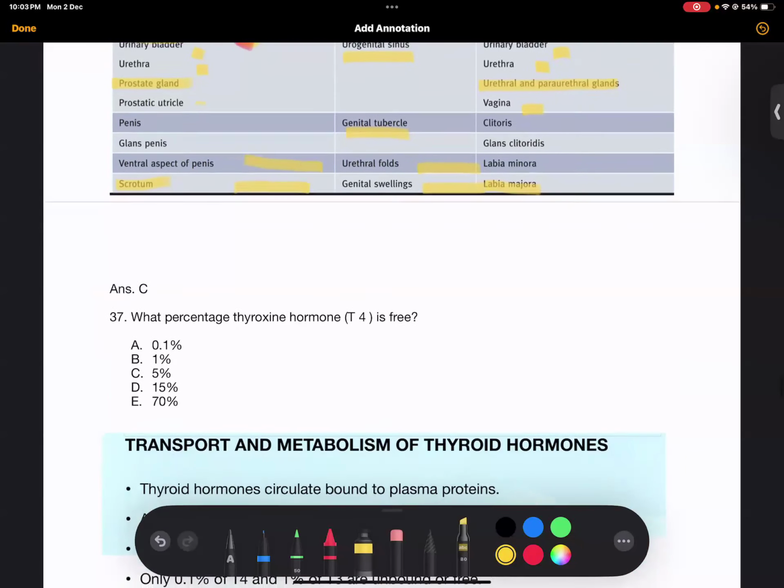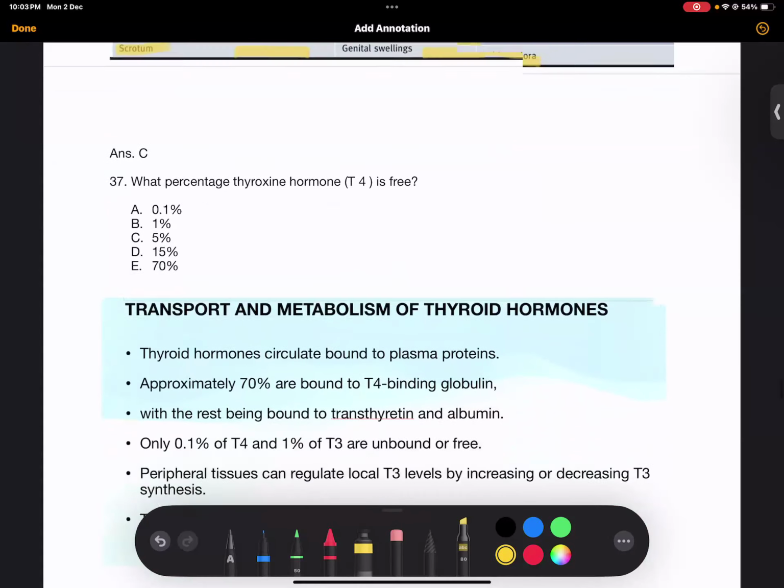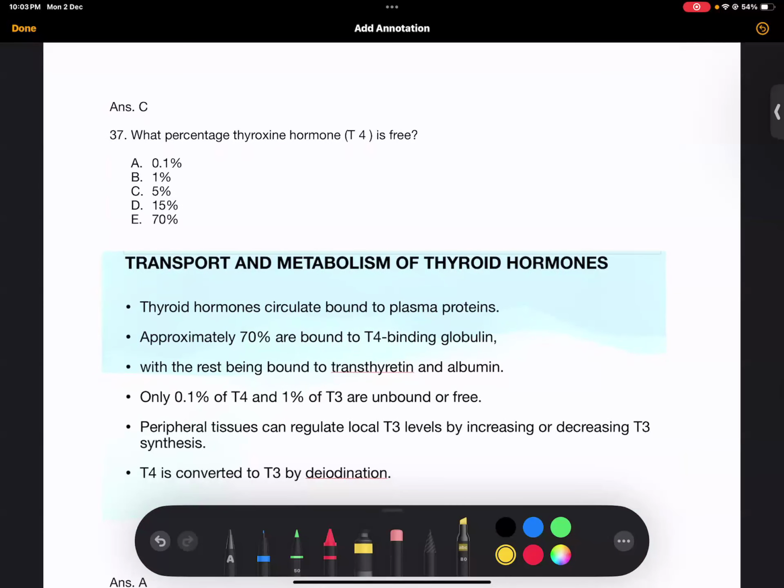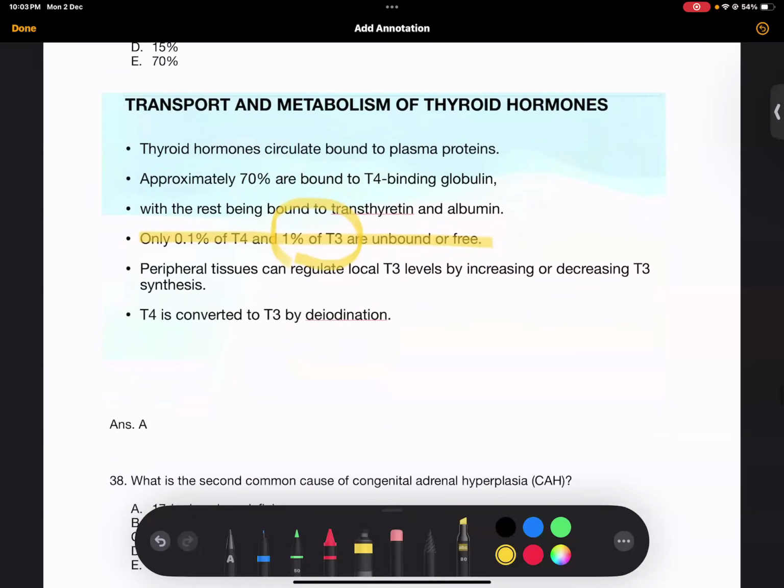Okay, so basically, if you see this structure, 0.1%, yes, that's great. So this is an important thing to remember: 0.1% of T4 and 1% of T3 are free. These two percentages are very important.